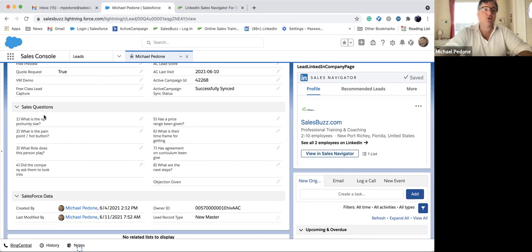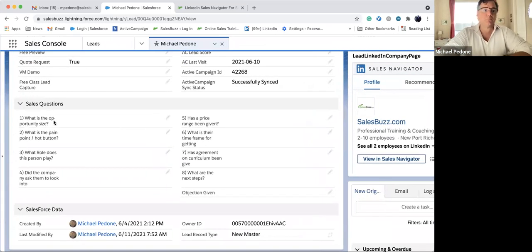So watch this. Notice right here. Let me see if I can just zoom in. Can I zoom in on this? Okay. I see this right here. It says, what's the opportunity size? This is one of the first things that you should find out early on in your qualifying phase, right?